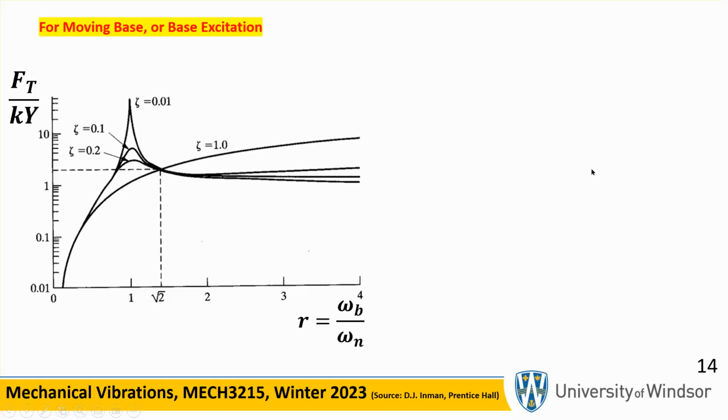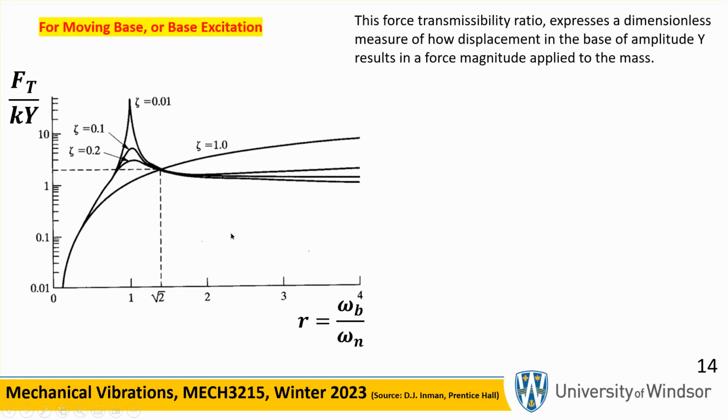You can plot it. So this is the plot of that same curve that I showed you as a function of r, and it's not as nice as you would have expected. There's a few things that you can observe here. This force transmissibility ratio expresses a dimensionless measure. That's why we picked on Ky, so that this becomes dimensionless, of how the displacement in the base amplitude y results in a force magnitude applied to the mass.